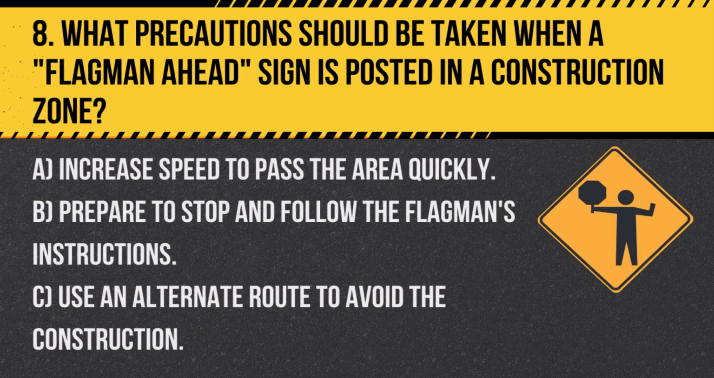Question 8. What precautions should be taken when a flagman ahead sign is posted in a construction zone? A. Increase speed to pass the area quickly. B. Prepare to stop and follow the flagman's instructions. C. Use an alternate route to avoid the construction.